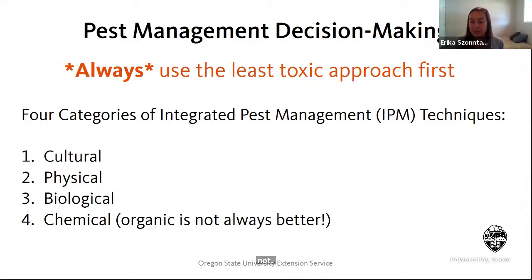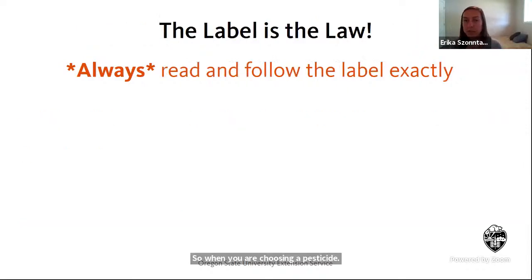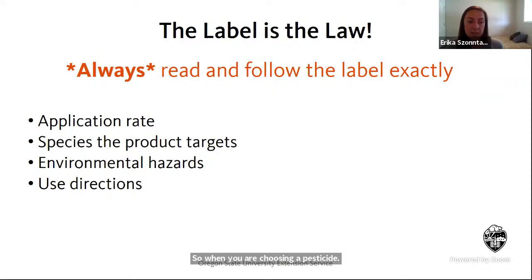So when you are choosing a pesticide, if you are choosing to use one, make sure to always read and follow the label exactly, because it has a bunch of important information for you, such as application rate. So it's generally never good to apply more than the label says is necessary, because you may be increasing the amount of chemical that could be entering your local waterways, that could encourage resistance, and it could just be wasteful. You know, there's a certain amount that's necessary, so it's really good to follow those exact directions.